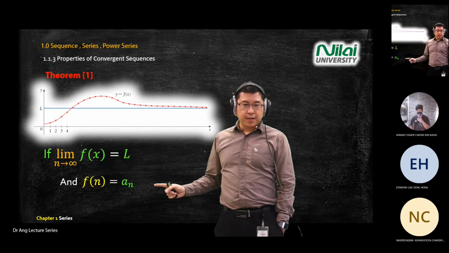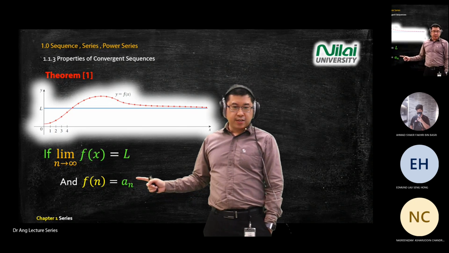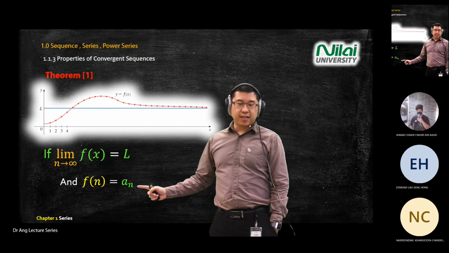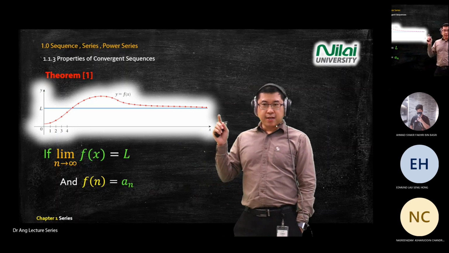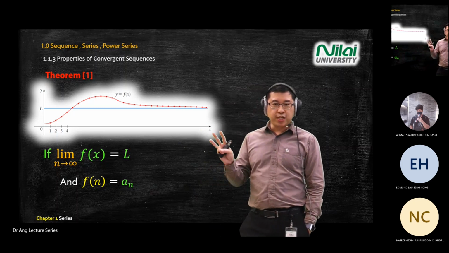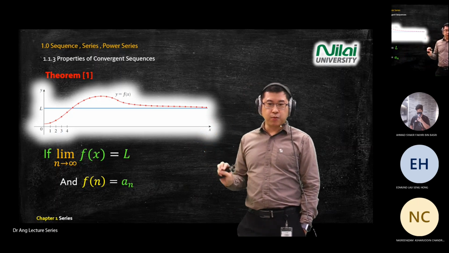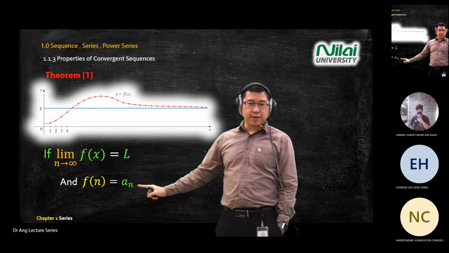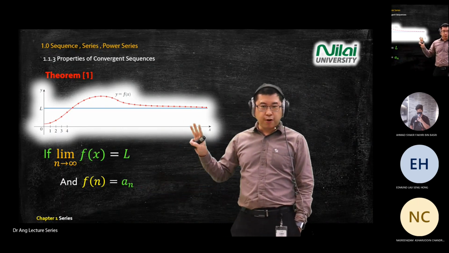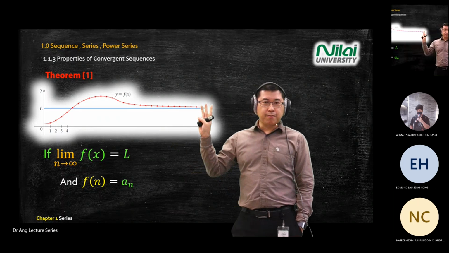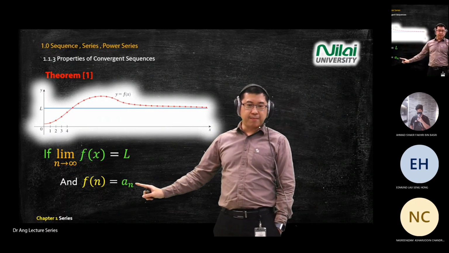We can write f(n) equal to a_n, and just a reminder, a_n is sequence notation. Remember in the previous lecture we mentioned that we can write a sequence in three different forms: a red color form, a brown color form, and a green color form. This is the brown color form.